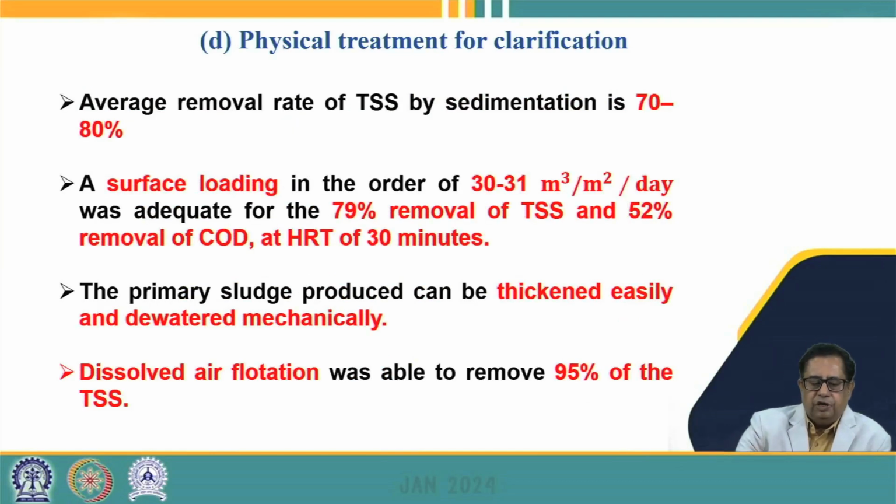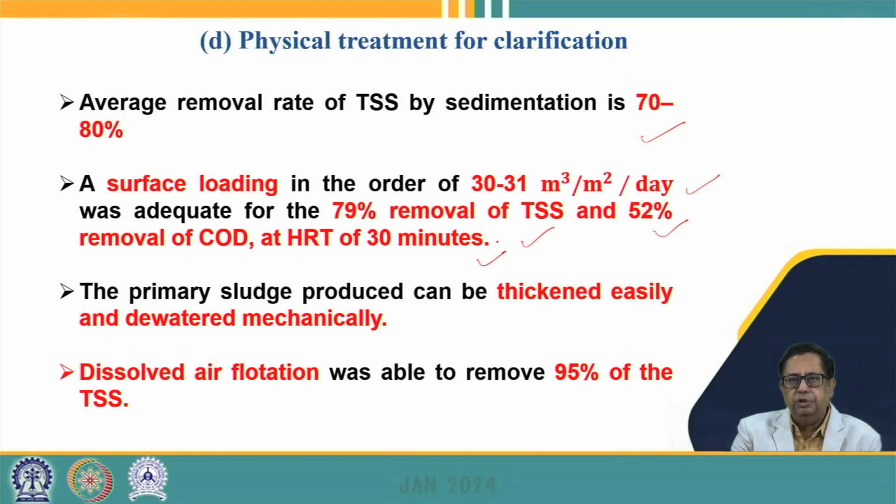So here the average removal rate of the total suspended solids by sedimentation is reported to be nearly 70 to 80%, and it has been seen that a surface loading of nearly 30 to 31 cubic meter per square meter per day is adequate for the removal of nearly 79% of the total suspended solids, and 52% removal of COD was also observed when we provide a hydraulic retention time of nearly 30 minutes. The primary sludge produced from this process can be thickened easily as well as dewatered mechanically easily, and this may be one of the advantages of this process.